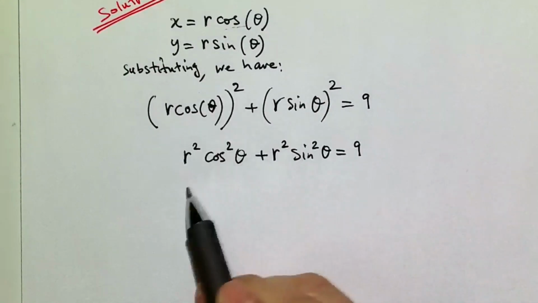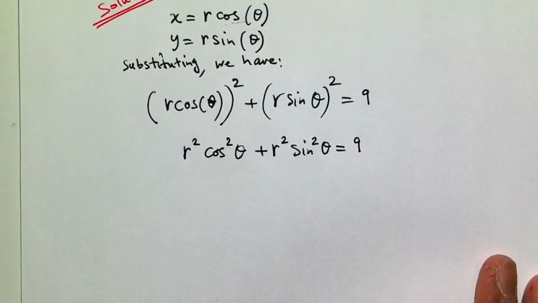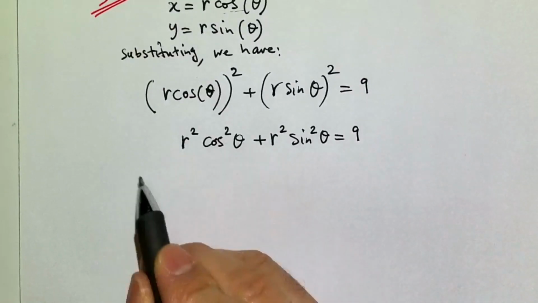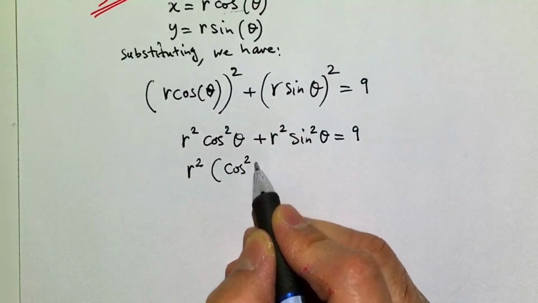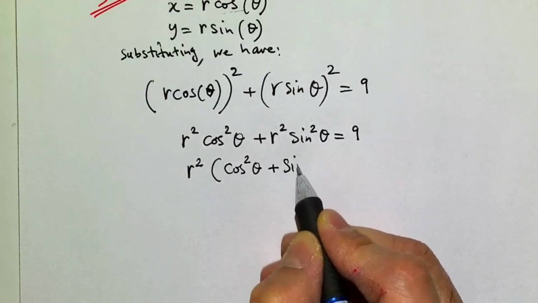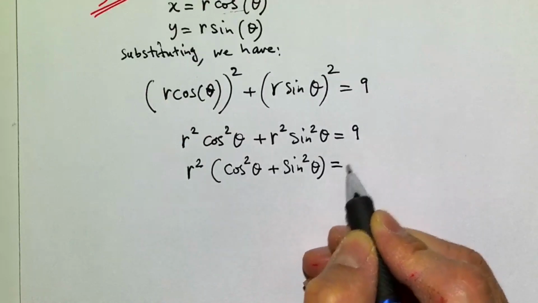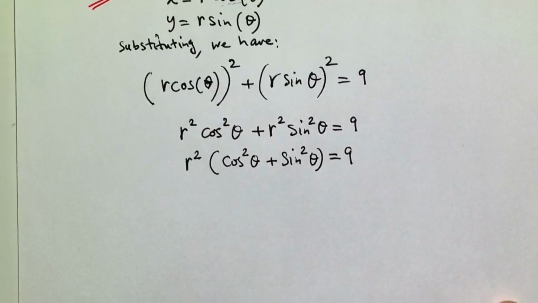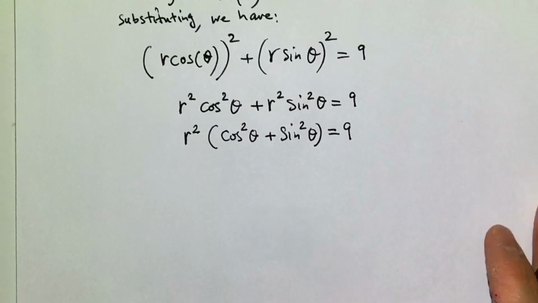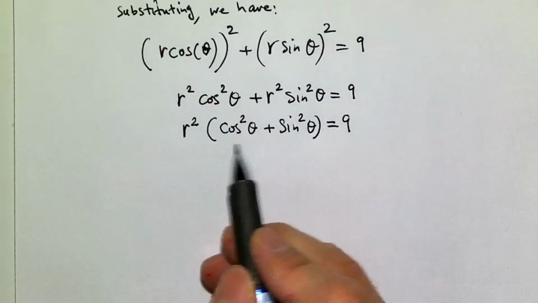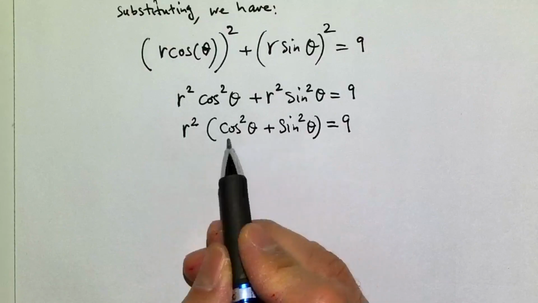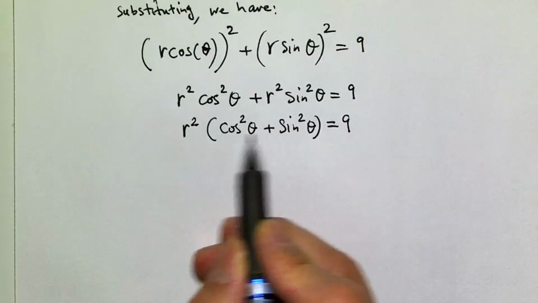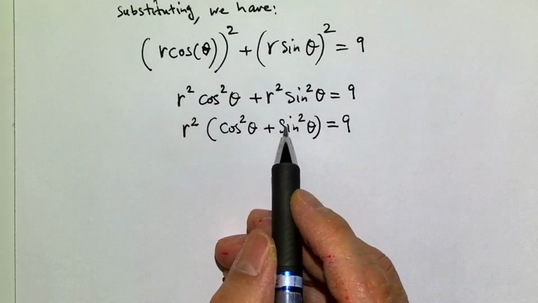What can we do with it? Can we simplify this? What do you think? We can, right? Let's factor out r squared. We get r squared times cosine squared theta plus sine squared theta equals 9. I'm sure you remember by now, we've used this squared trigonometric identity a lot before. What is this equal to? That's equal to 1, right?